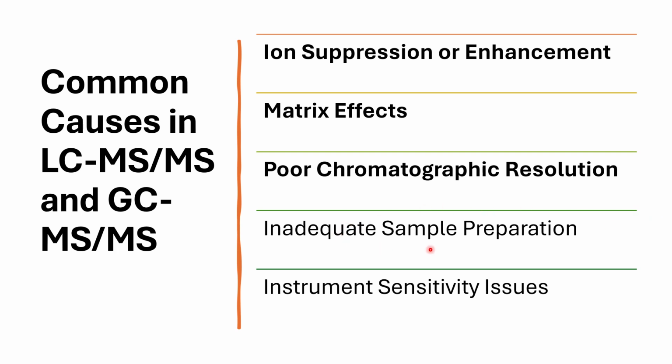Fourth is inadequate sample preparation. If your extraction efficiency is poor or if your analyte degrades during preparation, you won't see it in your analysis even though it was present in the original sample. The last one can be instrument sensitivity. This includes detector saturation, contaminated ion sources, or degraded column performance, which can all lead to a false negative peak.